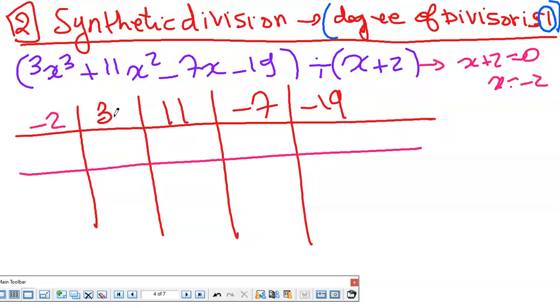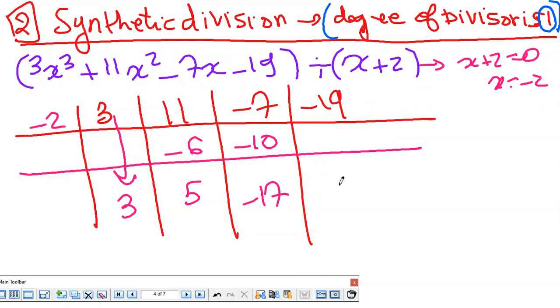And then I will take the first coefficient as it is, 3, and then I will multiply it by the root here. 3 times minus 2 is minus 6, and then we add 11 minus 6 is 5. Then 5 times minus 2, it's minus 10. Then we add minus 10 plus minus 7, so it's minus 17.